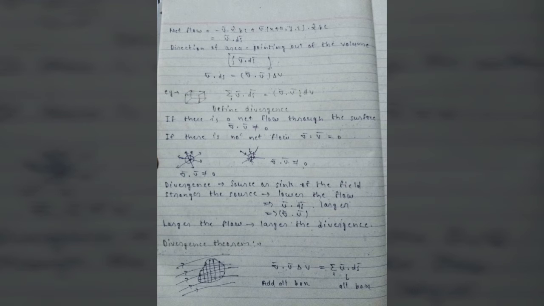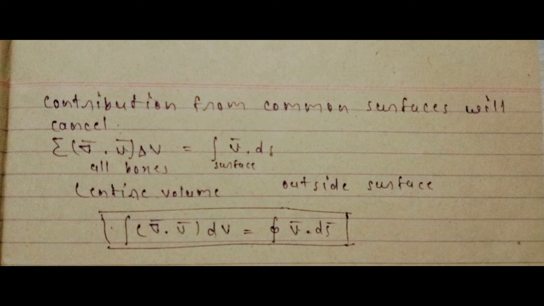Therefore, suppose V dot ds gives positive here, it will give negative there. So, the contribution from this common surface will cancel. Not only these two boxes, for any two adjacent boxes this will happen. So that the right hand part, when I add over all boxes, the contribution from common surfaces will cancel, with the result that the only contribution that will remain will be only from the outside surface.